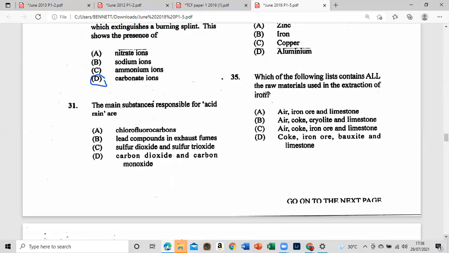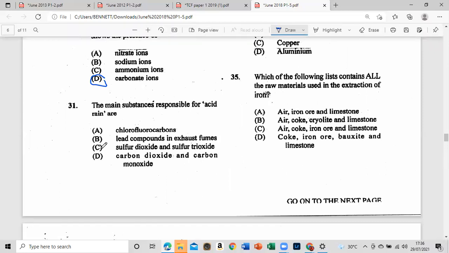We're halfway there. The main substances responsible for acid rain are, is it chlorofluorocarbons, lead compounds in exhaust fumes, or is it sulfur dioxide and sulfur trioxide, or is it D, carbon dioxide and carbon monoxide? It is indeed C, sulfur dioxide and sulfur trioxide.